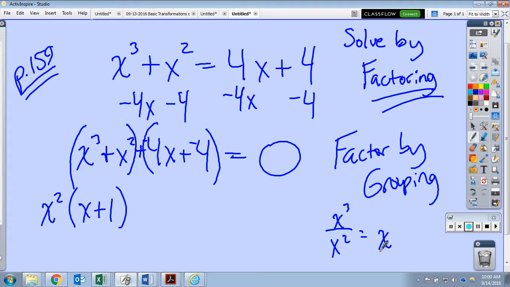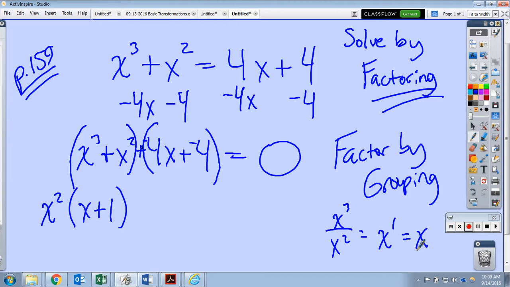3 minus 2 is 1, which is just x to the first, which of course is just x. There's nothing wrong with doing math off to the side. Be careful. In fact, I encourage you, if you have to do math off to the side, that's fine. Absolutely. And then over here, x squared divided by x squared, well, anything divided by itself, except 0, is going to be 1. You see it now?